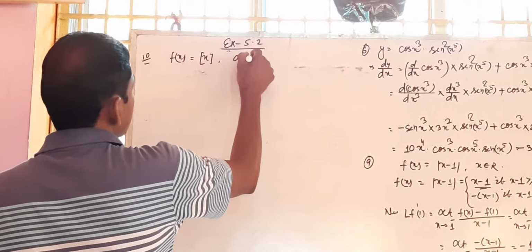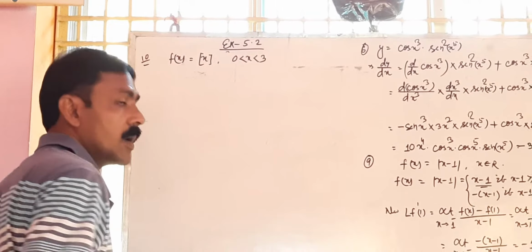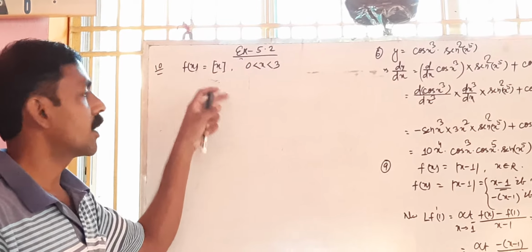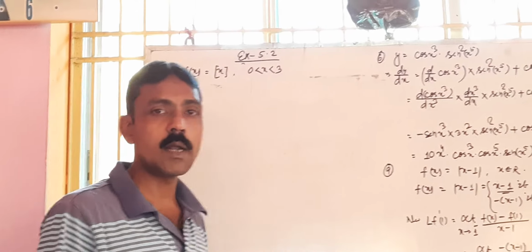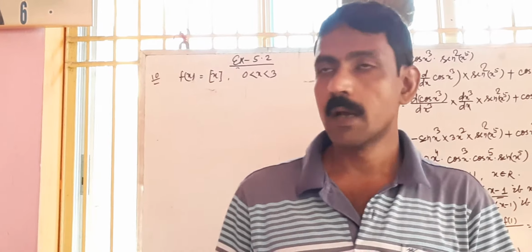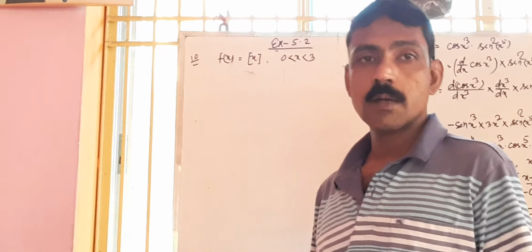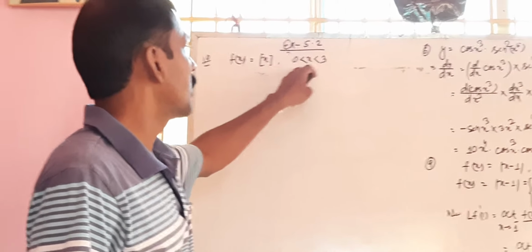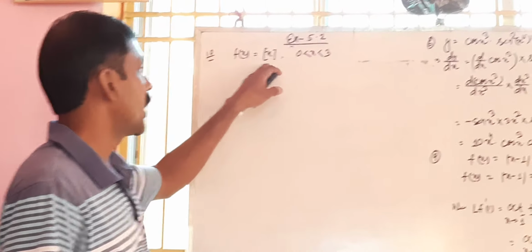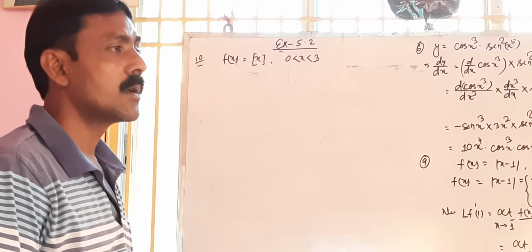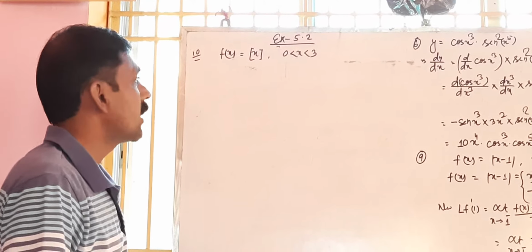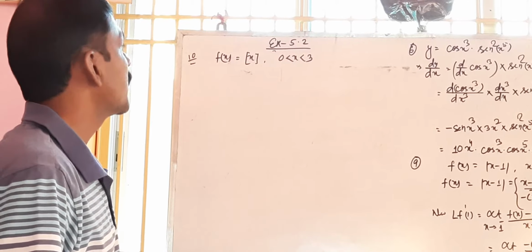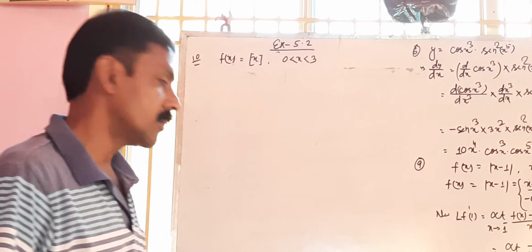Given f of x equal to bracketed x, here 0 is less than x is less than 3 means 0 and 3 are not included. Because for the greatest integer function you know the range is always an integer and the domain is real numbers, any value you can take. Here it is 0 to 3 open, so 1 and 2 are coming under this interval. Then we have to prove that it is not differentiable at 1 and 2.